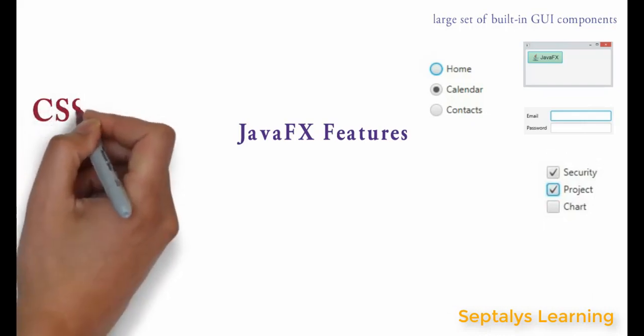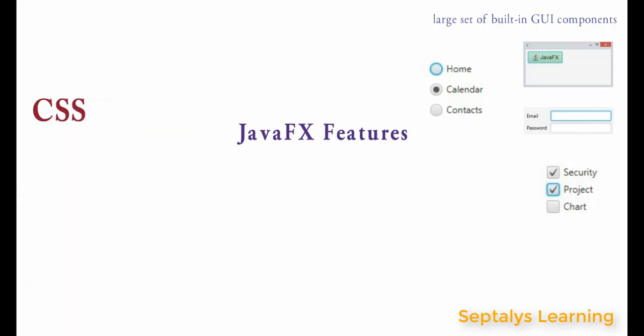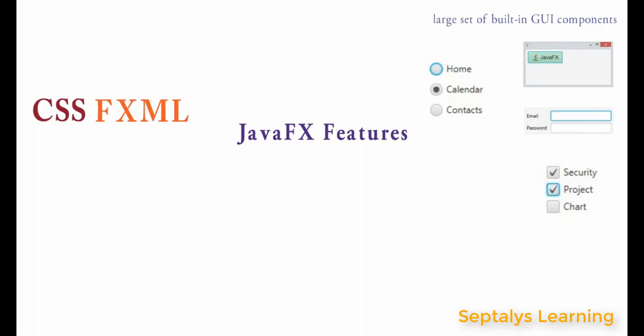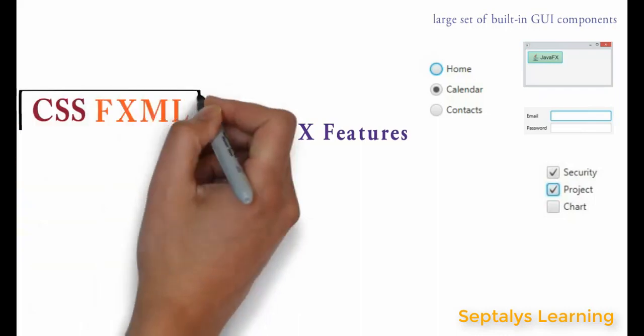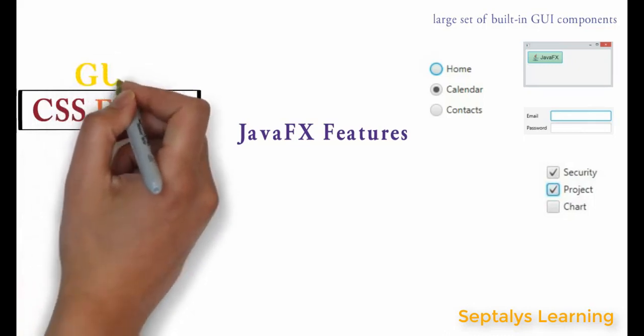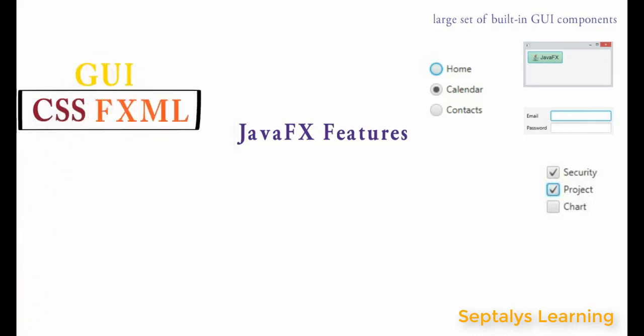JavaFX components can be styled using CSS, and we can use FXML to compose a GUI instead of doing it in Java code. This makes it easier to quickly put a GUI together or change the looks or composition without having to mess around in the Java code.